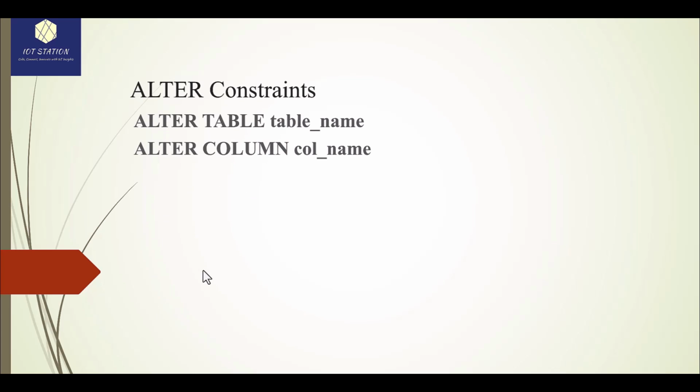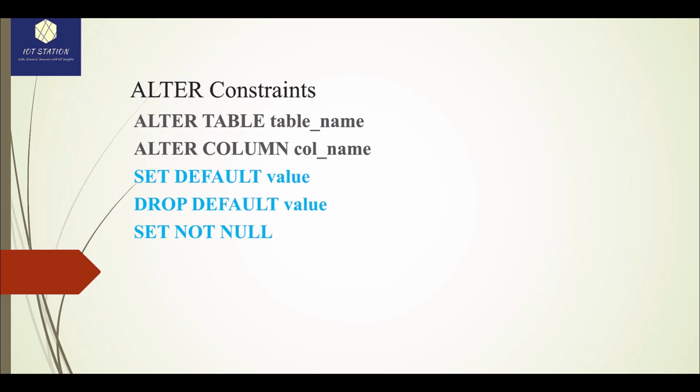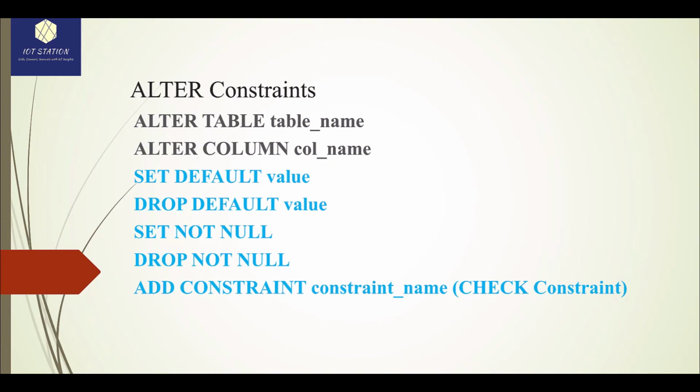If you want to define some constraint, you write alter table name, alter column and the column name, and then you can set the default value for that column, or drop that default value. You can set not null, or drop not null from that column. And if you need to add a constraint, you write add constraint and then the definition of that constraint, maybe a check constraint, for example. These are the actions you can do with the alter command. Now let's jump to pgAdmin and see how it will work.